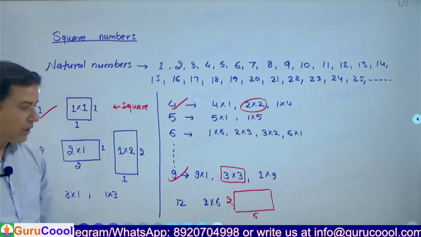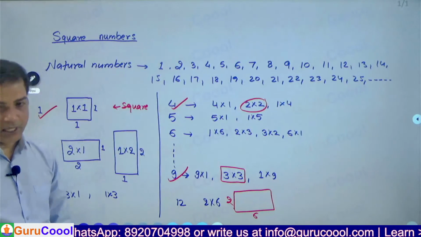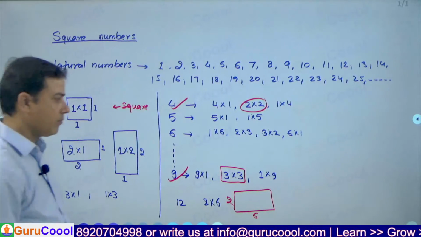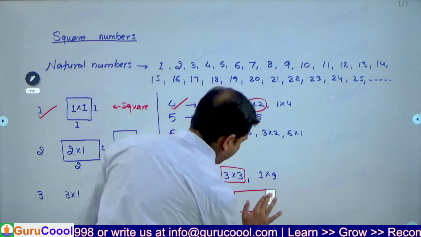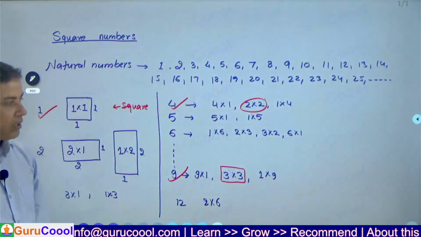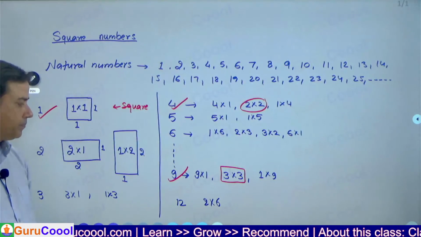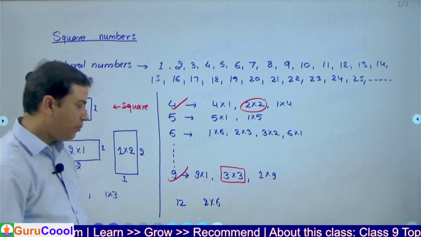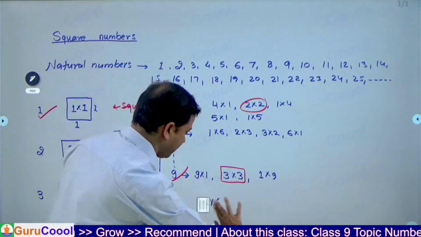That means you don't understand what is a square and what is a rectangle. You don't practice hard. You don't retain what you learn. Very poor. 12 is not a square number.